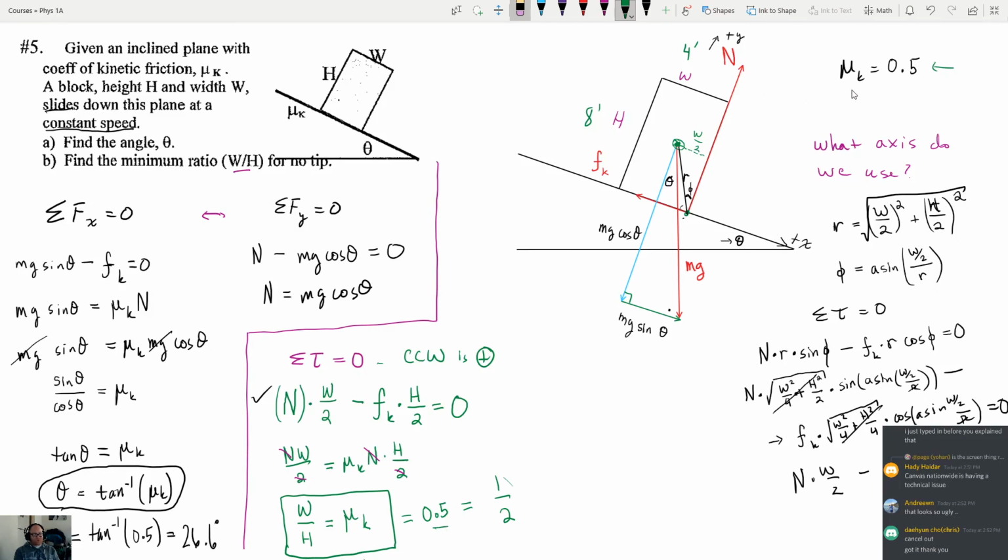So not only does the friction force coefficient affect the angle necessary for a constant speed, but it also directly affects that ratio. So this is a neat little thought problem, thought experiment, whatever you want to call it. Okay, does anyone have any questions? Does that all make sense?